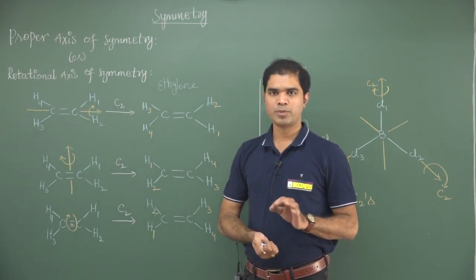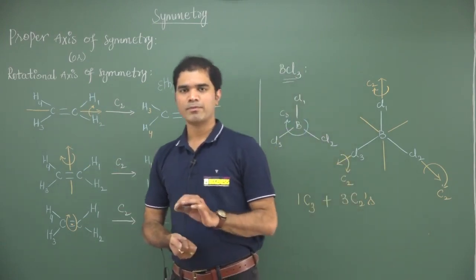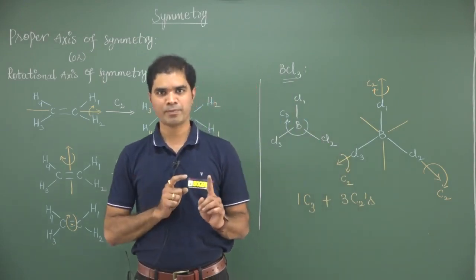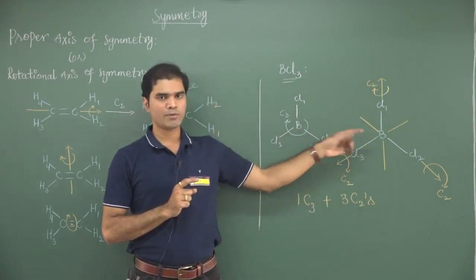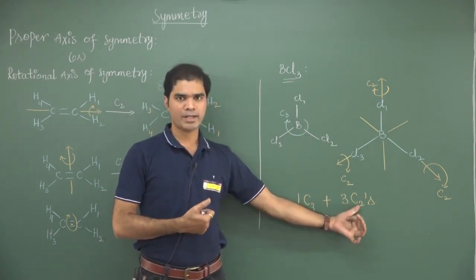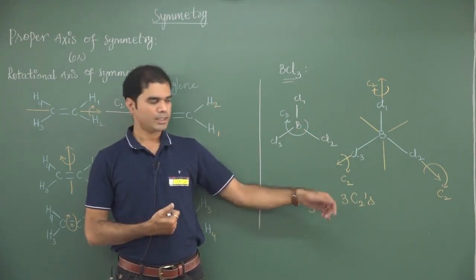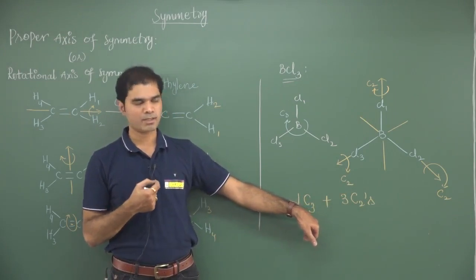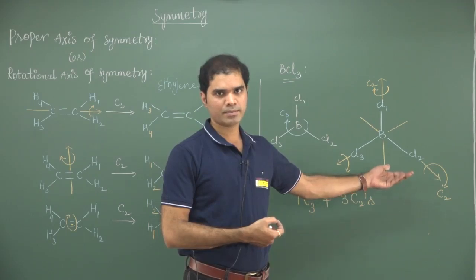Now comes the most important point with respect to the proper axis or rotational axis of symmetry. Whenever there is more than one rotational axis, we have to differentiate them. First guideline: whenever there is more than one rotational axis of different order, one is 3, the other is 2, the rotational axis having a higher order will be called the principal axis. The remaining will be subsidiary or auxiliary or secondary axes.